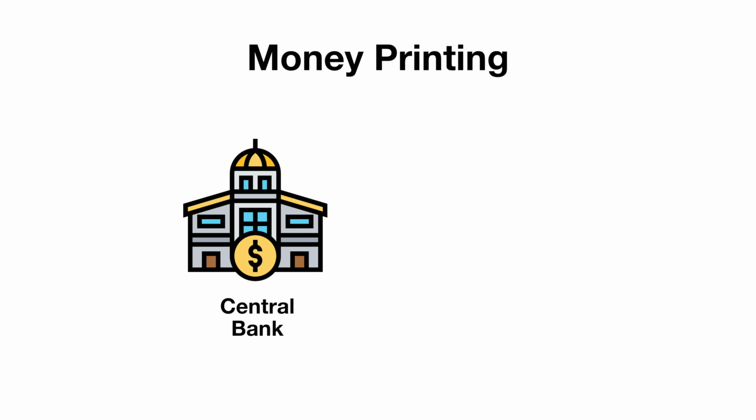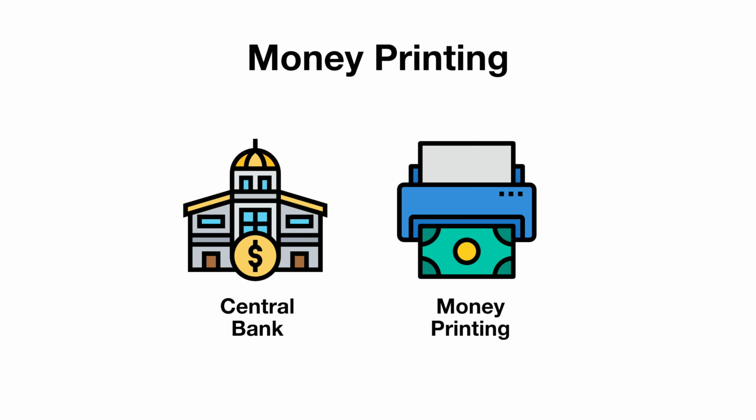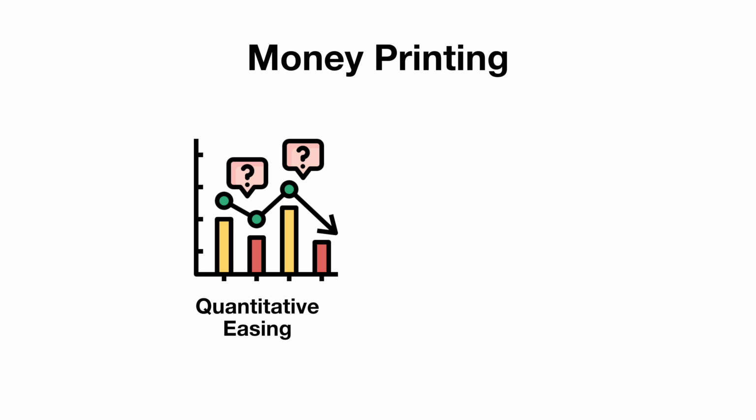Central banks play a crucial role in managing the economy through monetary policy, often described as money printing, especially during times of crisis. Money printing is a term used to describe how central banks increase the money supply, and this can be achieved through various mechanisms, including quantitative easing, where central banks purchase government securities or other financial assets to inject liquidity into the economy.